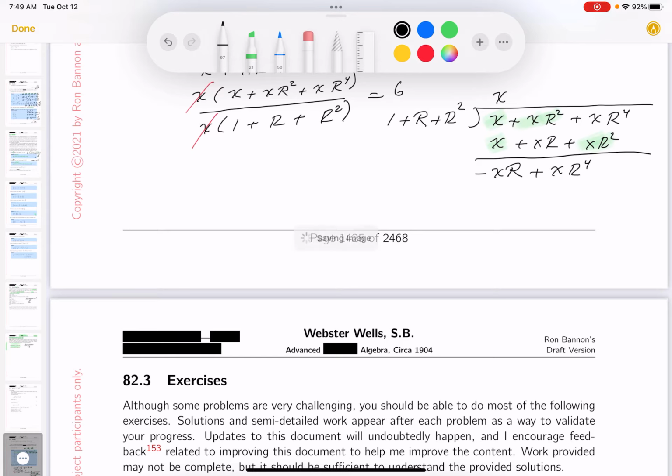Now I got to repeat. What am I going to get? Minus xr now. Let's see what you get. Again, I'm hoping it's going to work out nice. Minus xr, minus xr squared. And then what are you going to get? Minus, I got to be careful here, xr cubed.